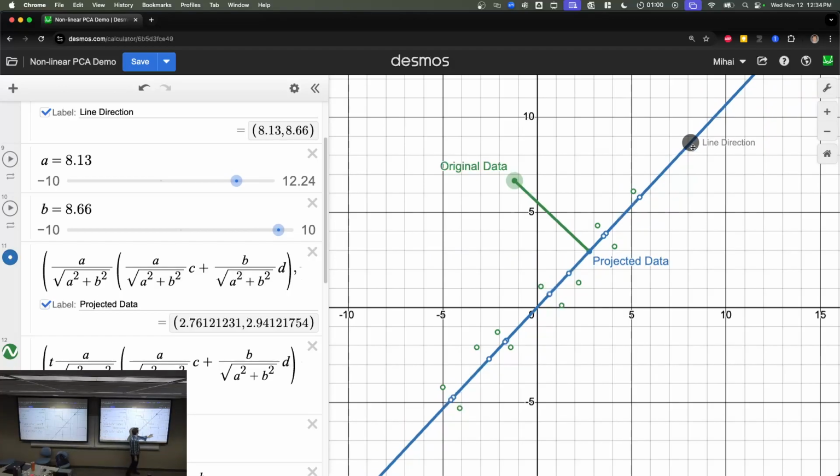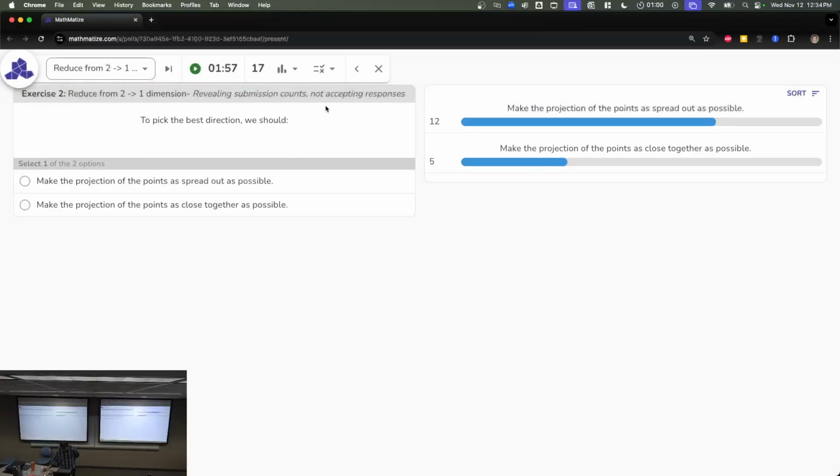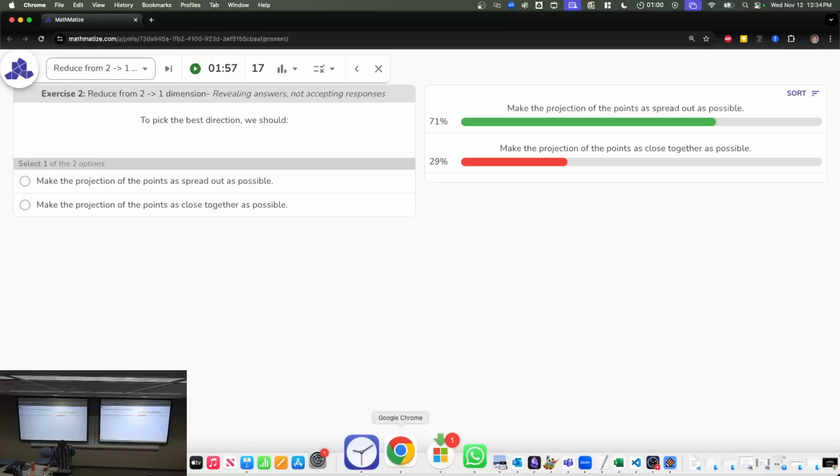It's that one. We lose a little bit of information about these two. We kind of can't know which side of the line it was on anymore. But they're pretty close to the line, so we're not losing too much. So the answer is we want to make them as spread out as possible, as many people figured out. So well done. And now here's the mathematical question.